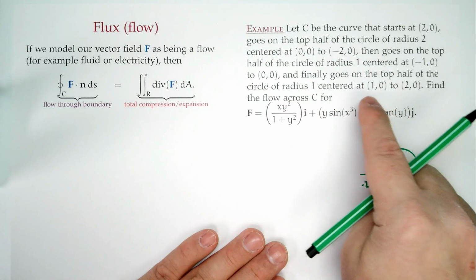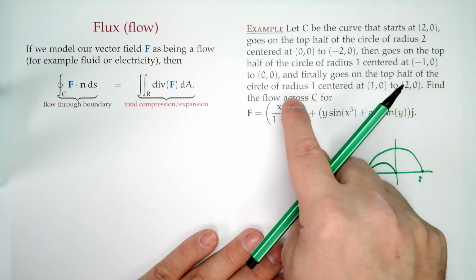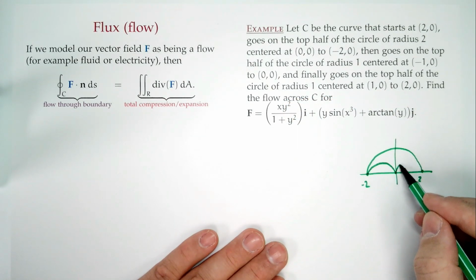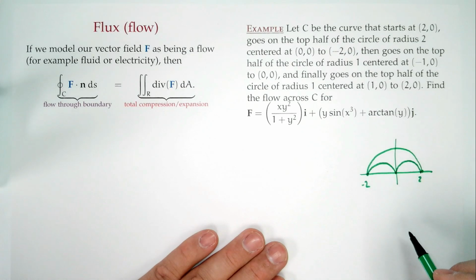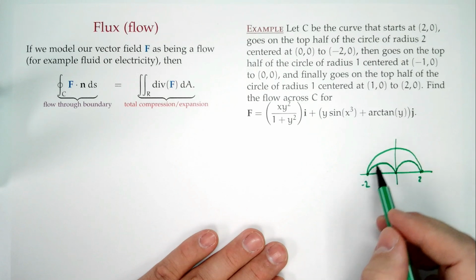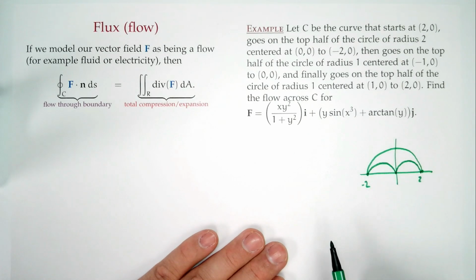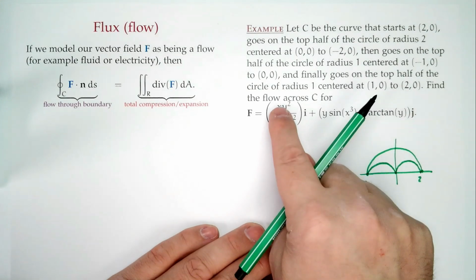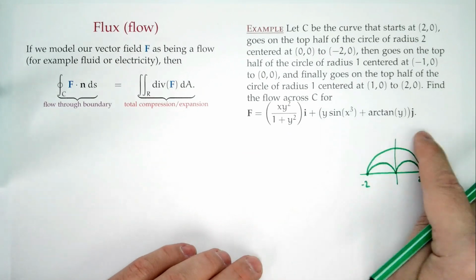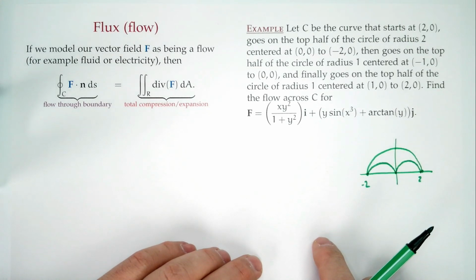And where are we at? And finally it goes on the top half of the circle radius 1, starting at 1, 0 to 2, 0. So there. So there's our shape. We're going on the top half of a big circle, then the top half of 2 small circles. Now, find the flow across C for this vector valued function.